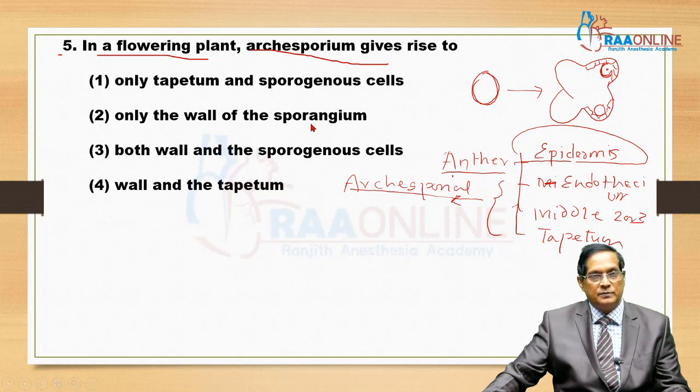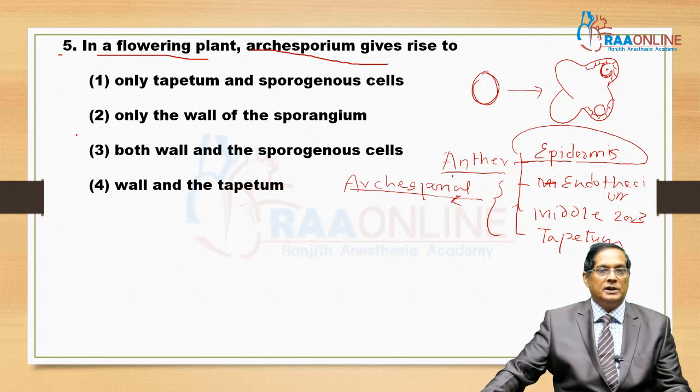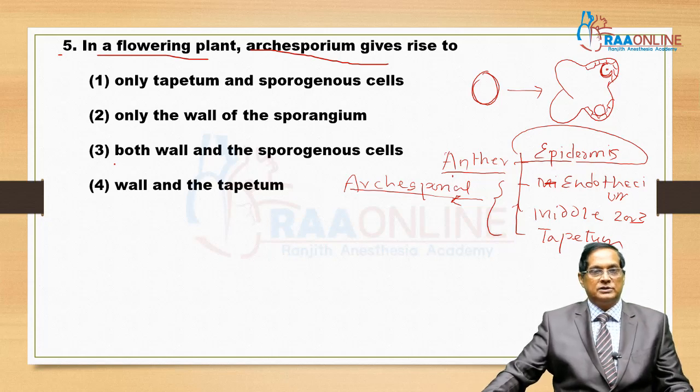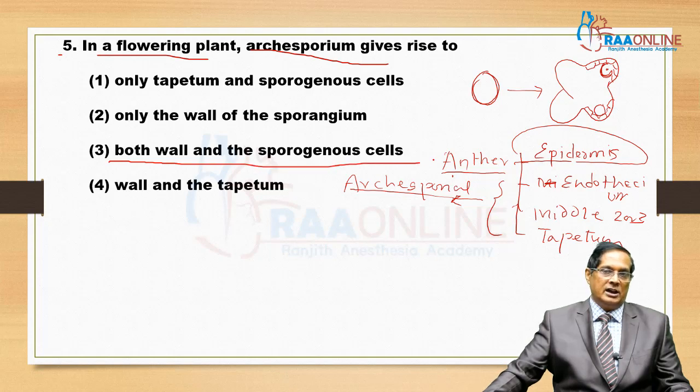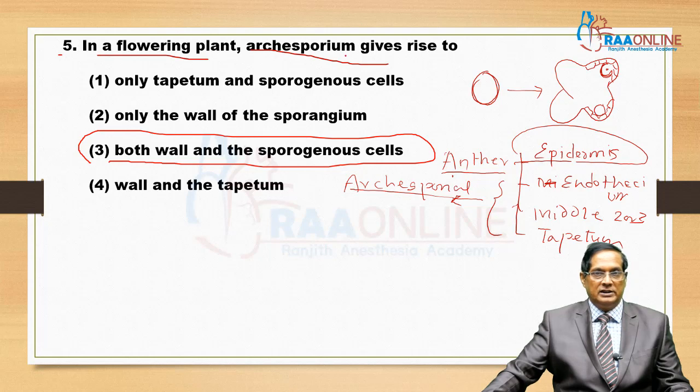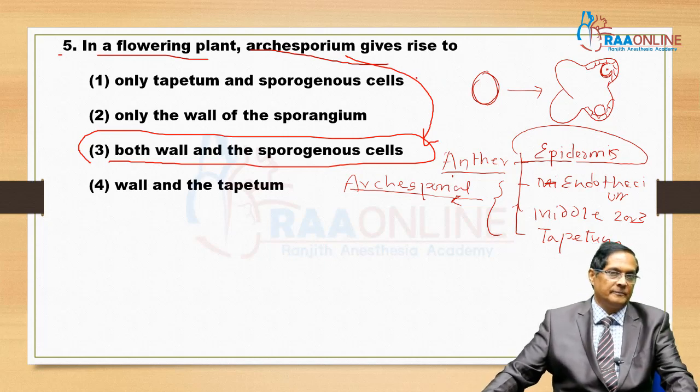So here the answer is the tapetum and the sporogenous cell. Saying only the wall of the sporangium is wrong. Except for the epidermis, all the tissue comes from it. So both the wall and the sporogenous tissue are contributed by the archisporium. The only wall layer, the epidermis, is present since the birth of the anther.